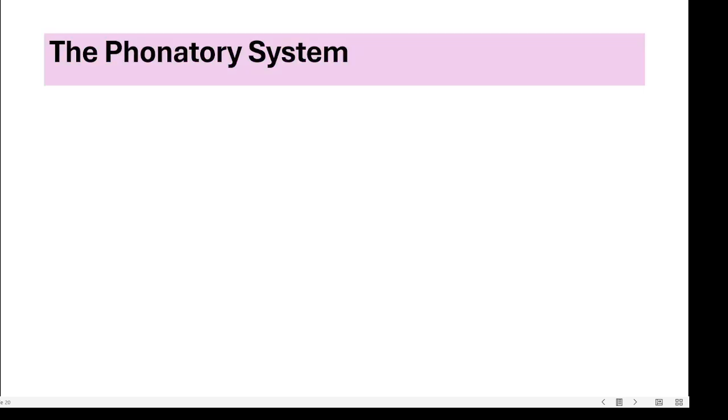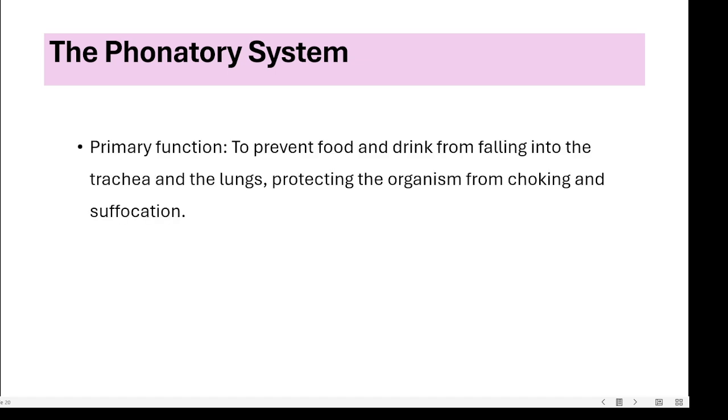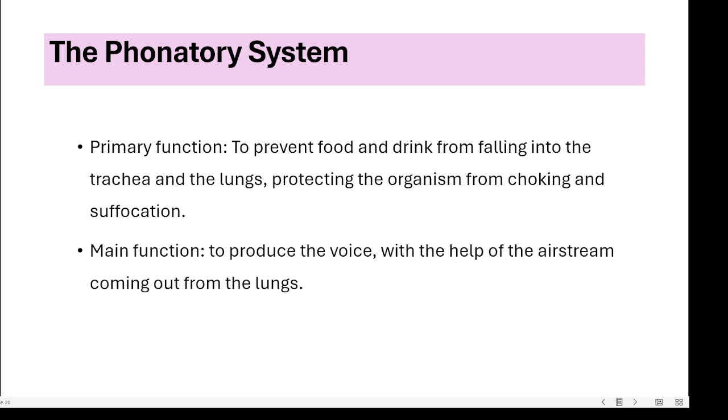We're moving to a different system, the phonatory system. So let's start by describing its functions. The primary function is to prevent food and drink from falling into the trachea and the lungs, and in that way to protect us from choking and suffocation. The main function, however, the one in relation to speech production, is to produce the voice, to produce phonation, with the help of the egressive airstream that comes from the lungs.